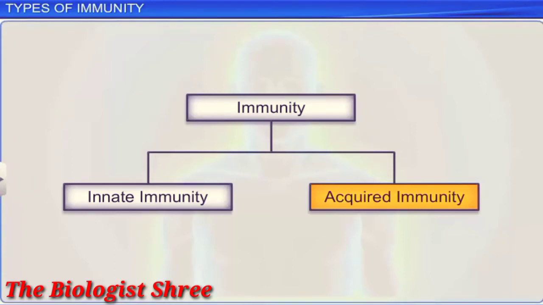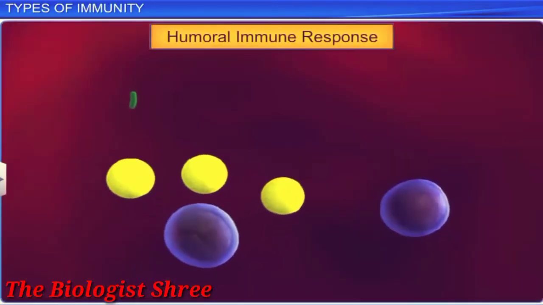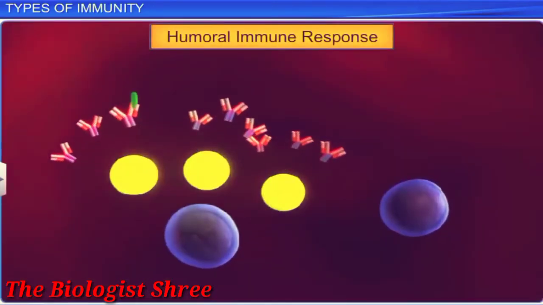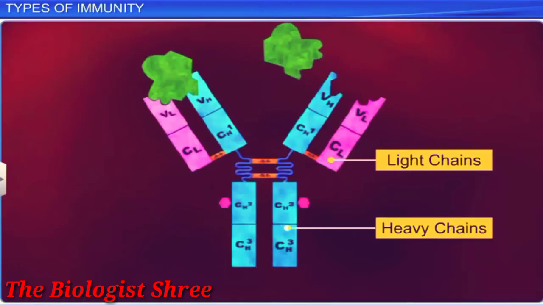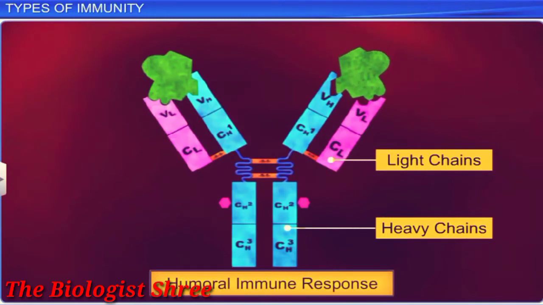Acquired immunity, or the acquired immune response, is primarily of 2 types: a humoral immune response and a cell-mediated immunity, or CMI. It is the humoral immune response that is carried out by antibodies. Since antibodies are found in blood, it is called the humoral immune response. The word humoral refers to blood or any other body fluid.